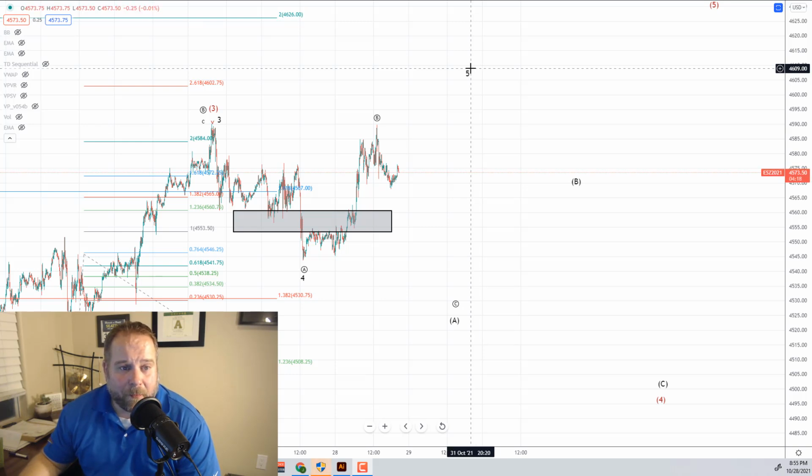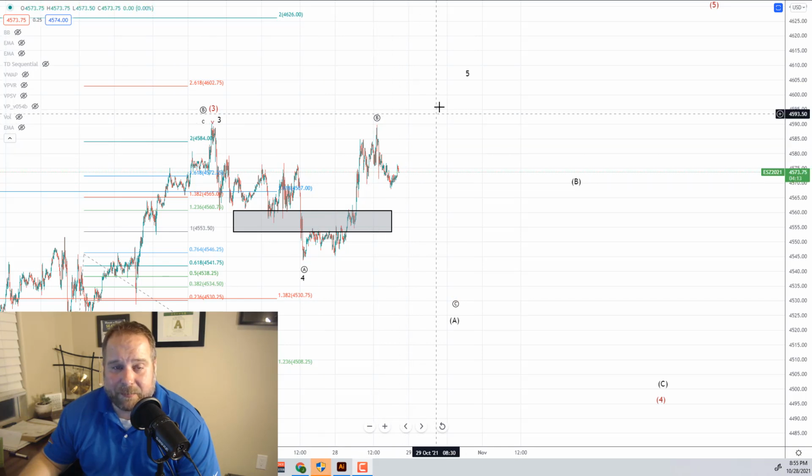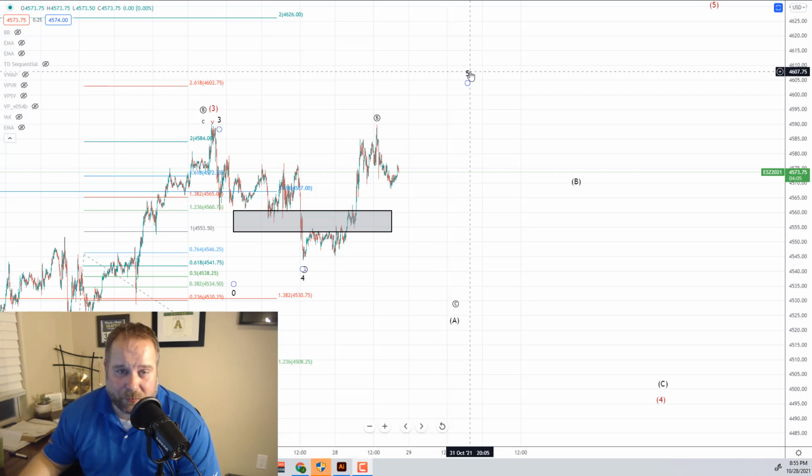So that will be determined by breaking these two highs. Okay, if it breaks above 4590 and makes a new all-time high, it's very likely we're headed towards that 4600 to 4610 area to complete wave 3 before starting a pullback, and then we'll look for a pullback structure there.